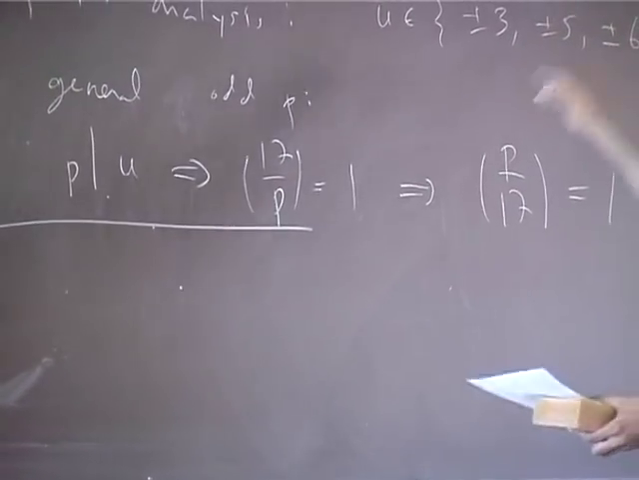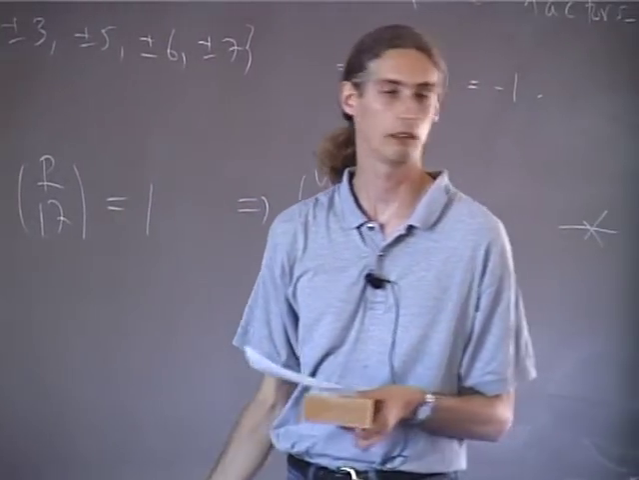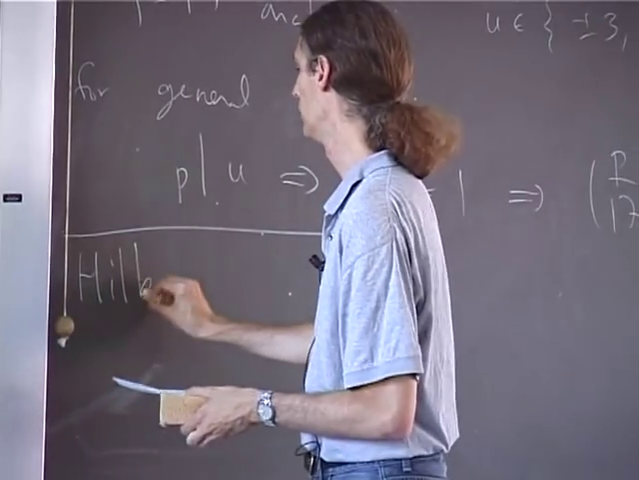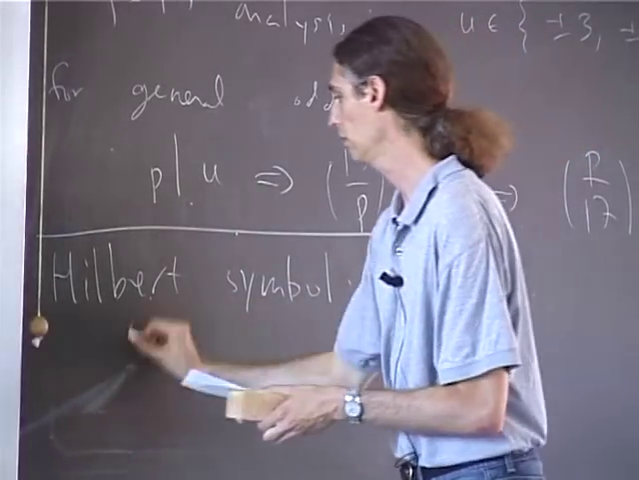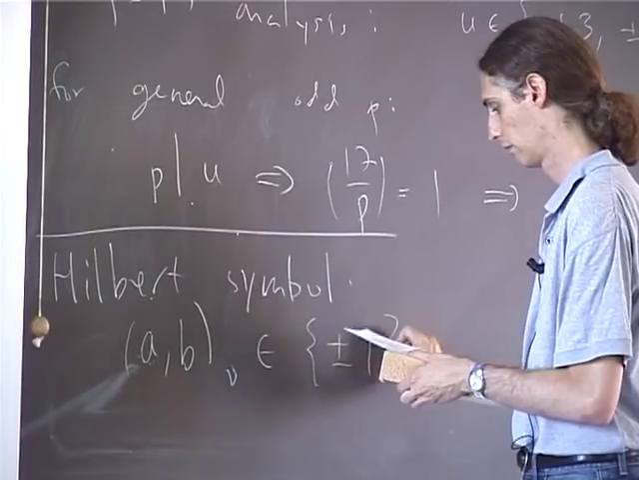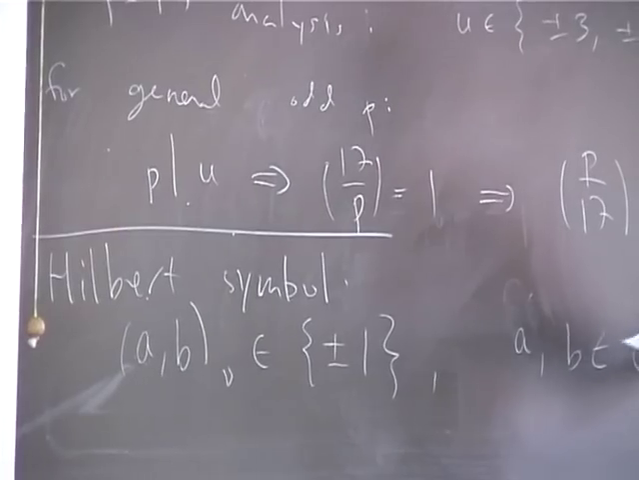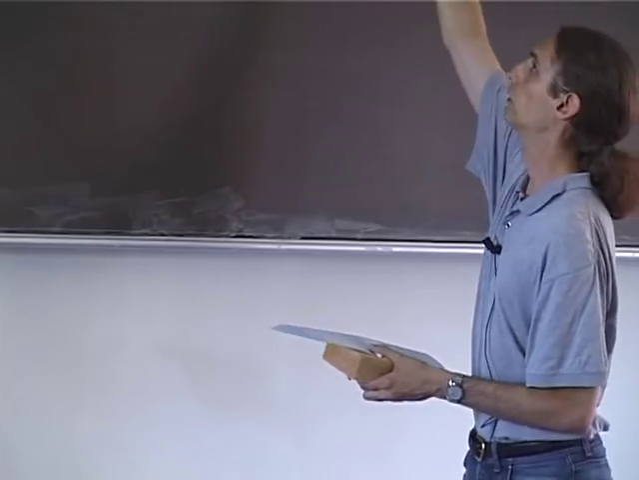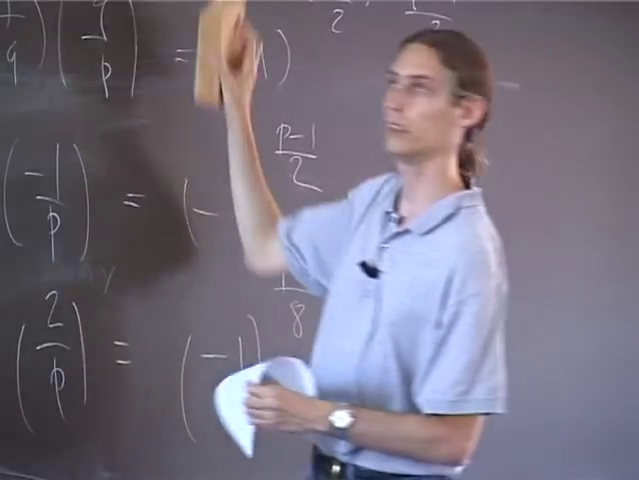Okay, so I think we're happy with this example. We see it uses quadratic reciprocity. Now, I just want to restate things a little bit. There's something called the Hilbert symbol. And it's defined as follows.